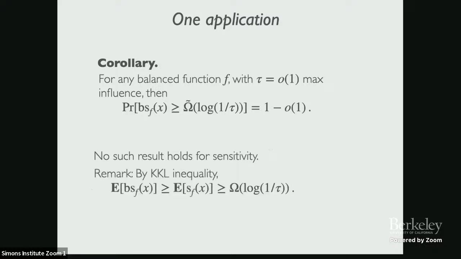Another thing I want to comment on is that just using the KKL inequality, you know that the average sensitivity is at least log 1 over the max influence. Therefore, the average block sensitivity is also at least log 1 over the max influence. And we are saying that the average is large because every input has large block sensitivity.